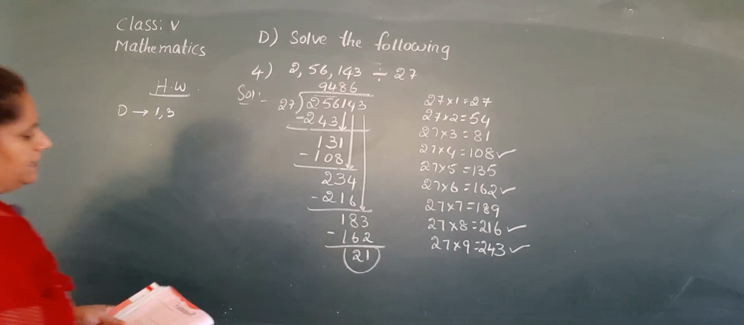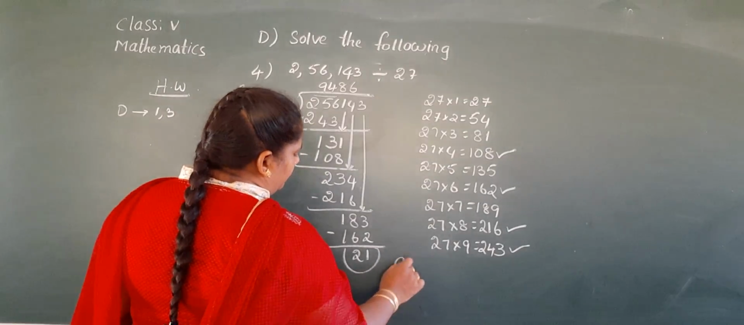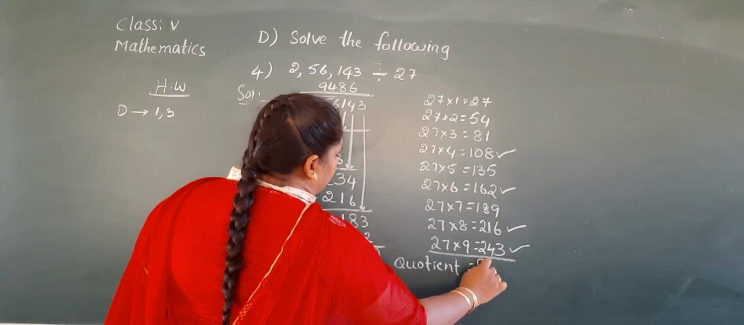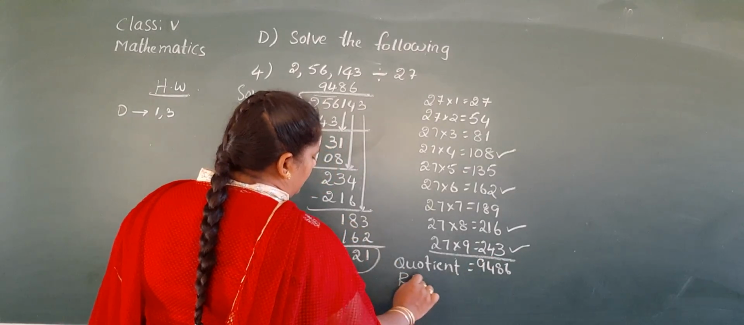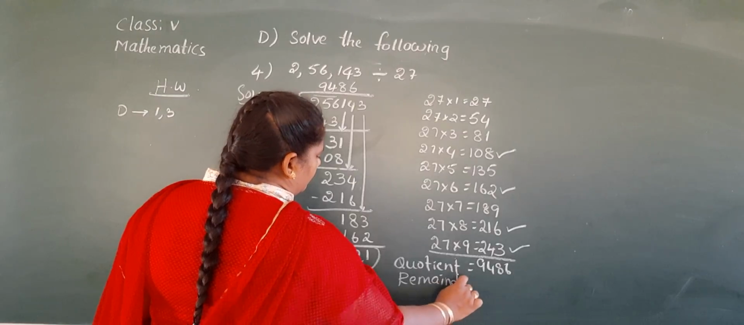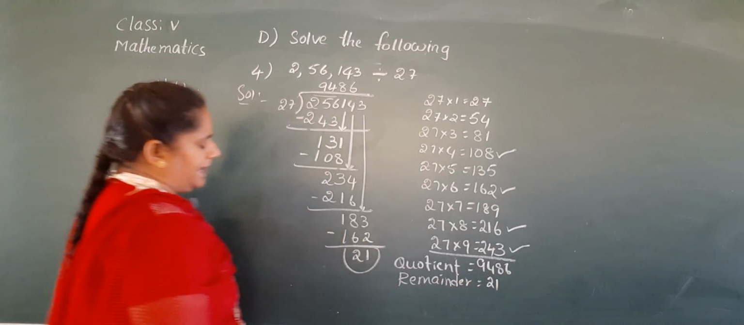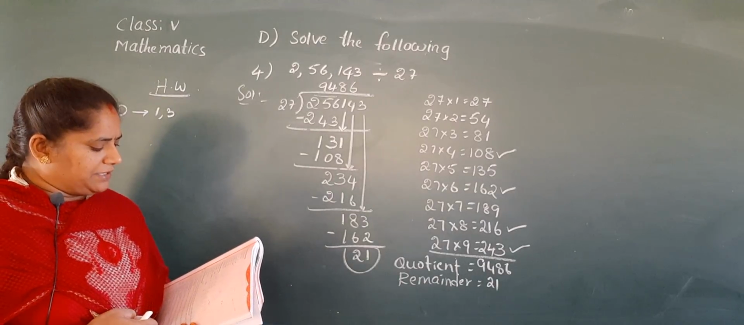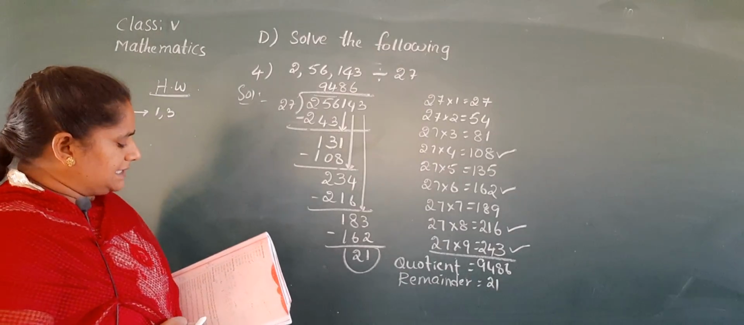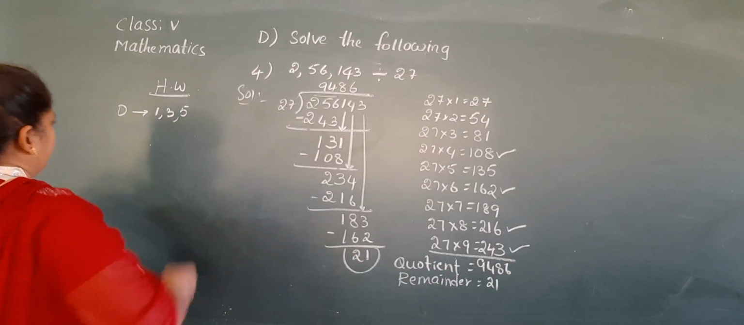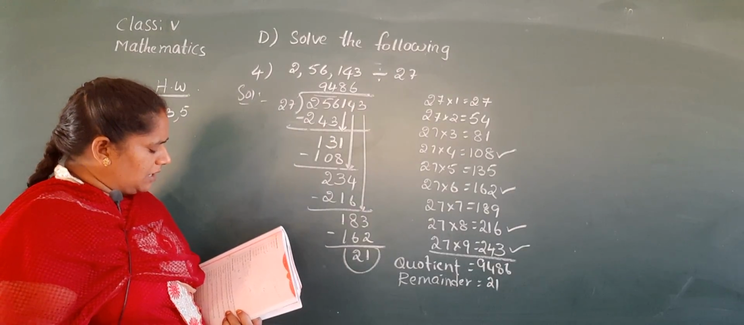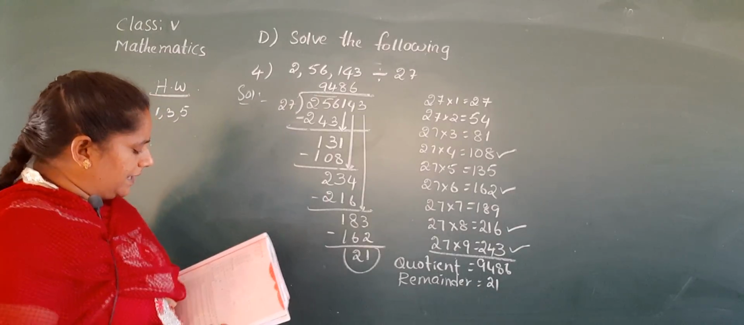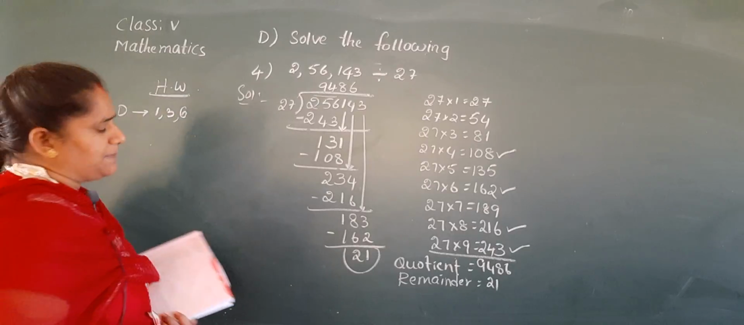So we will write the quotient down. Quotient 9,486, remainder 21. Next problem. 3,19,072 divided by 40. Okay, the same method you do at home, Nana. Fifth problem also homework. Now sixth problem. Okay, you can do the sixth problem as homework. I will explain the fifth problem.